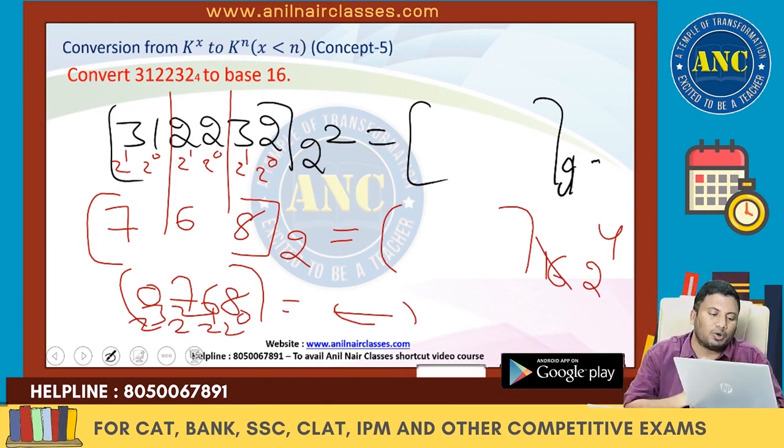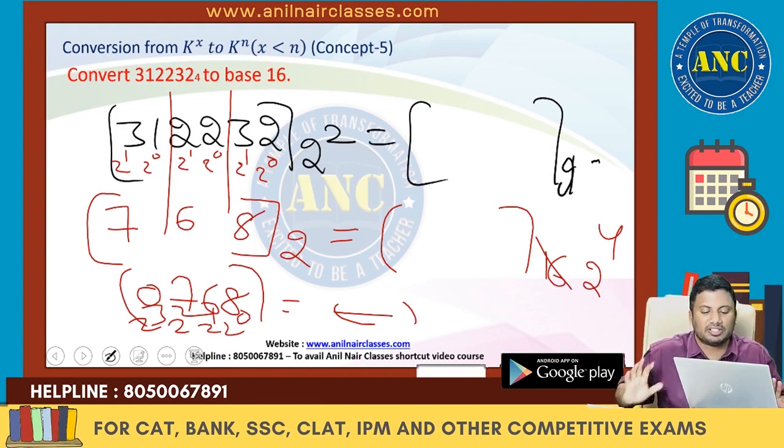First take a group of 2 digits and get the answer, then take a group of 4 digits and get the answer. I hope it is clear, right? Take a group of 2 digits, then make a group of 4 digits. They are all very, very easy concepts.